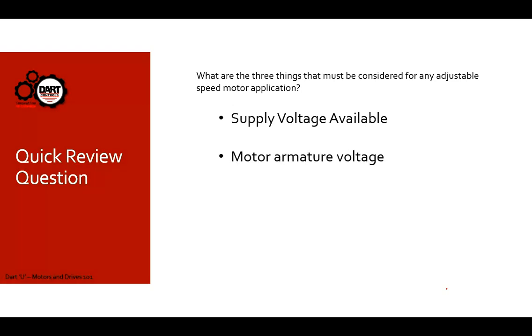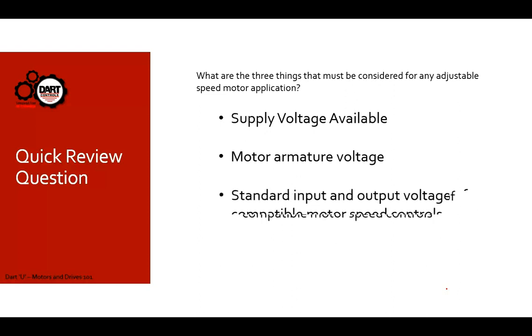The other thing to consider is the armature voltage. We need to understand what kind of voltage output standard motor controls offer based on their supply voltage. So a 120 volt SCR drive, standard output is 0 to 90 volts. If you have a 90 volt armature SCR rated motor, that's a good match. If you have a 12 or 24 volt motor, it probably is not. So the standard input and output voltage of compatible speed controls, you really got to look at all three of these things at the same time.